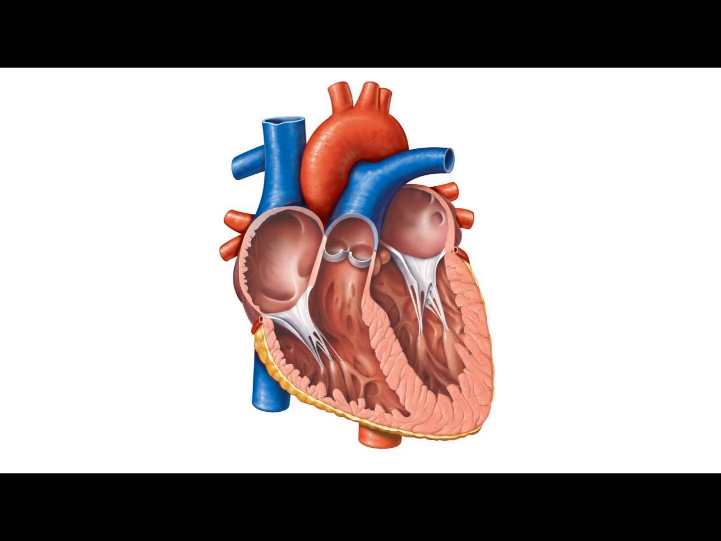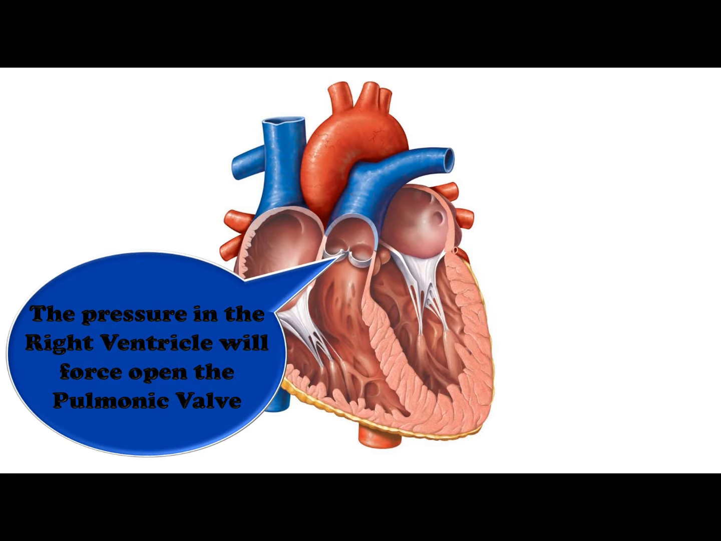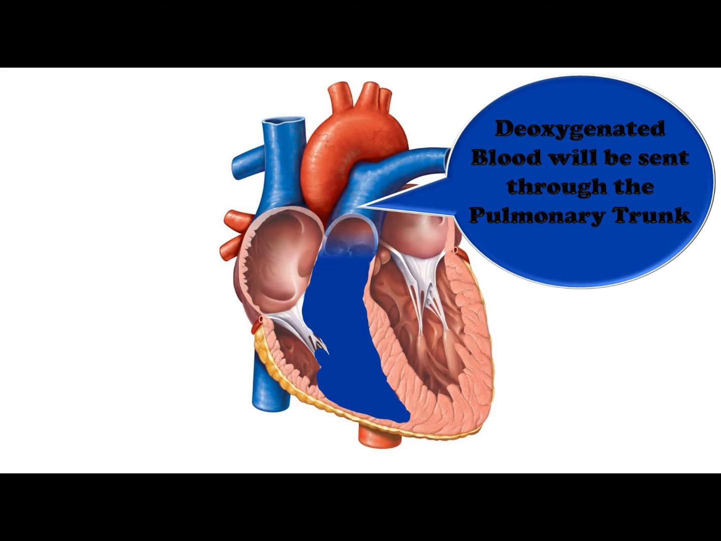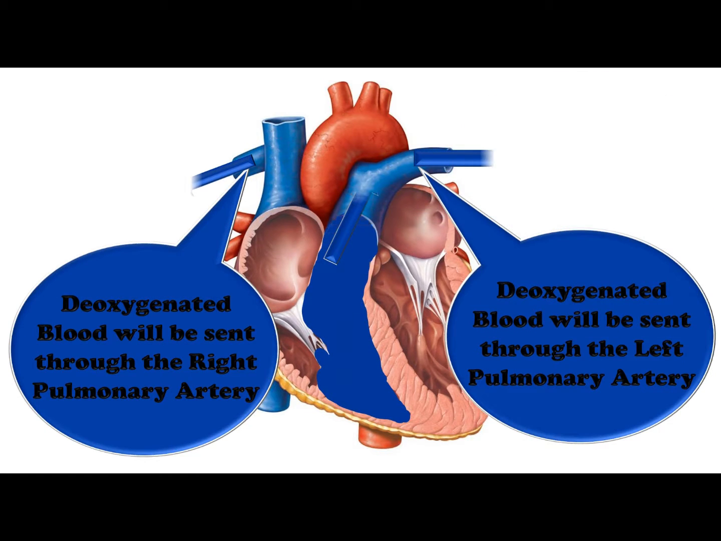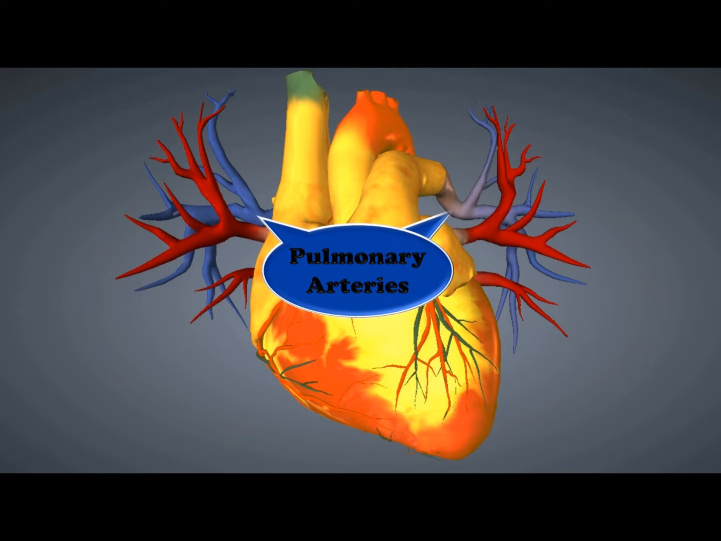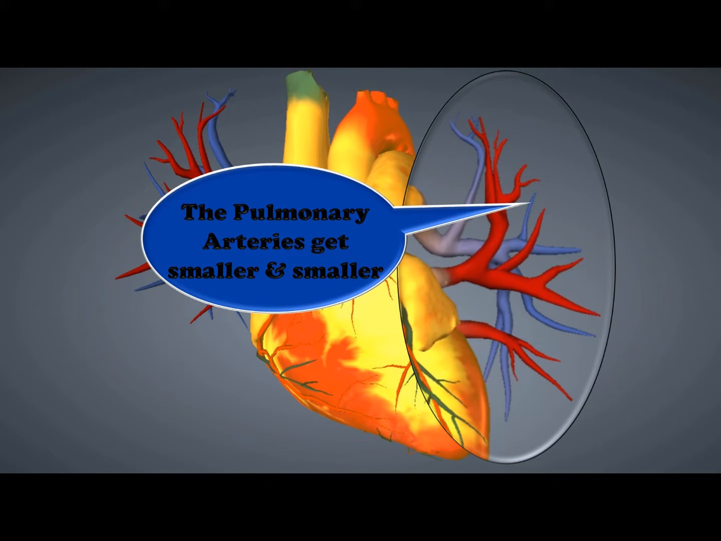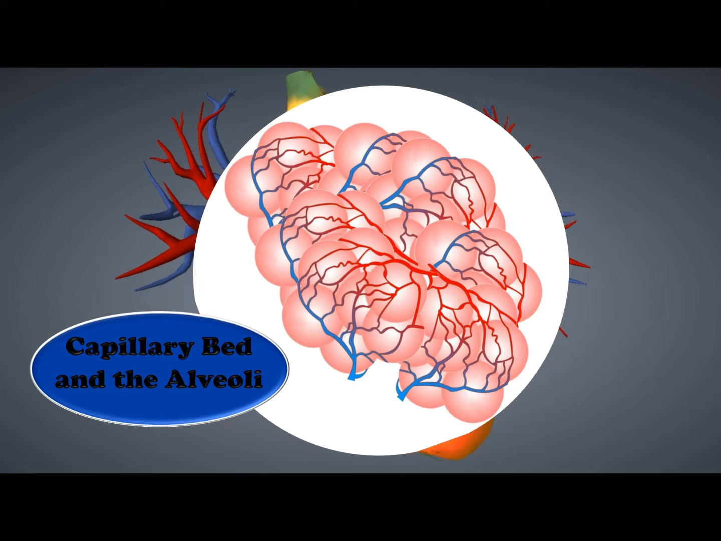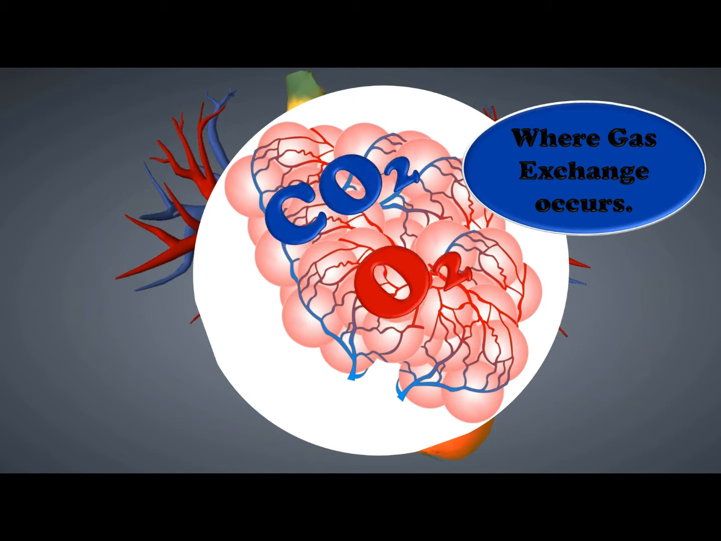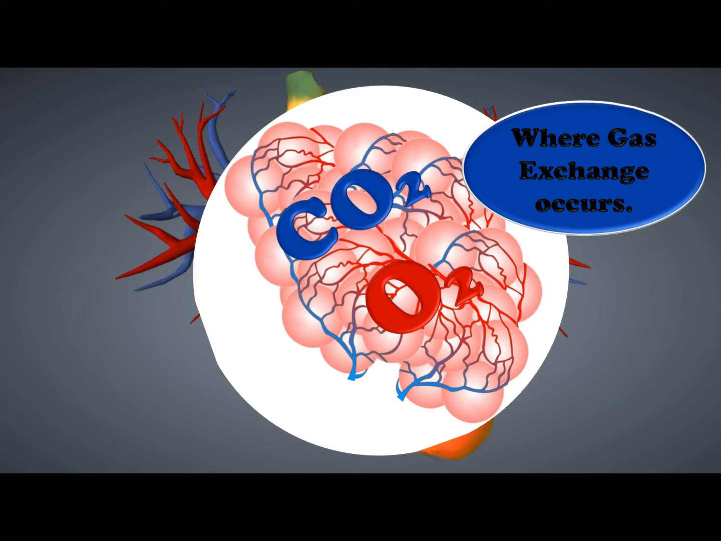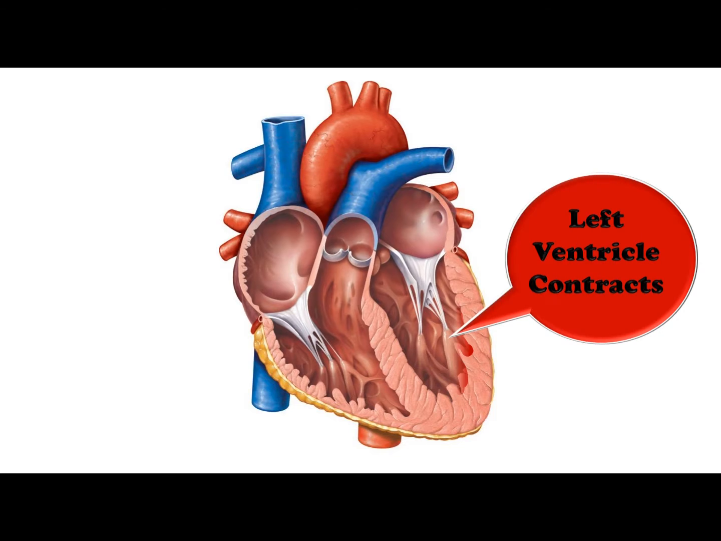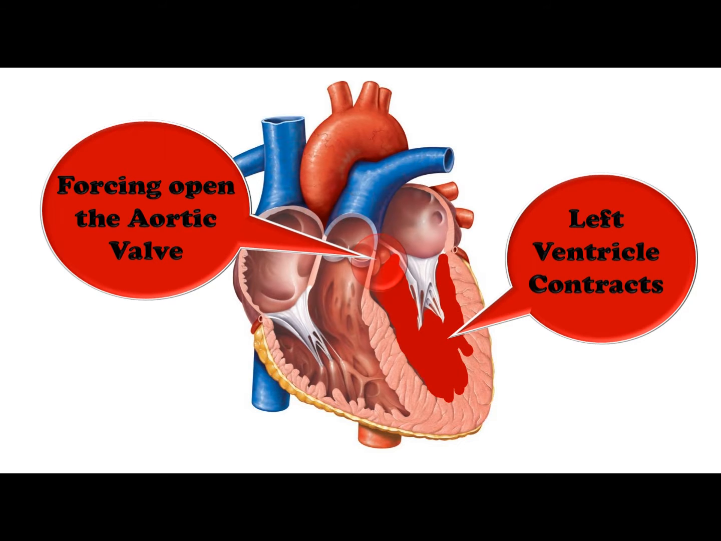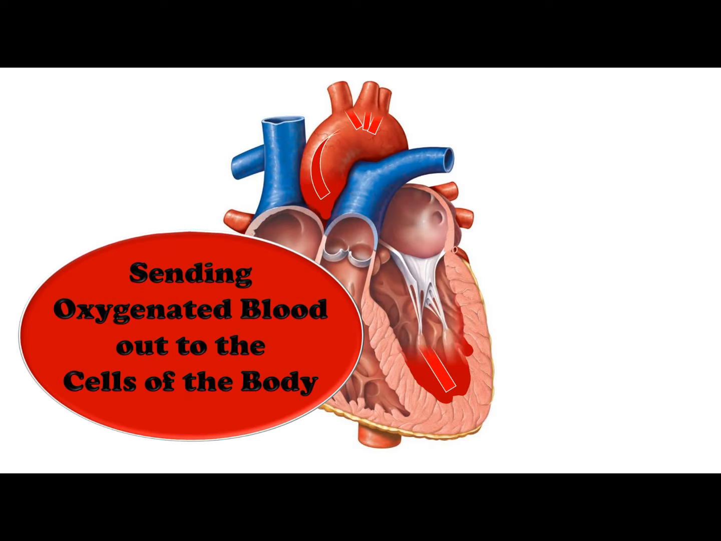So in this case, the right ventricle, when it contracts, forces open the pulmonic valve. Blood moves through the pulmonary trunk and the left and right pulmonary arteries. And as you can see, the left and right pulmonary arteries get smaller until they end up in the pulmonary capillaries. And the pulmonary capillaries meet with the alveoli, and that's where gas exchange occurs. At the exact same time, the left ventricle is contracting, forcing open the aortic valve, and then sending oxygenated blood to the cells of the body.